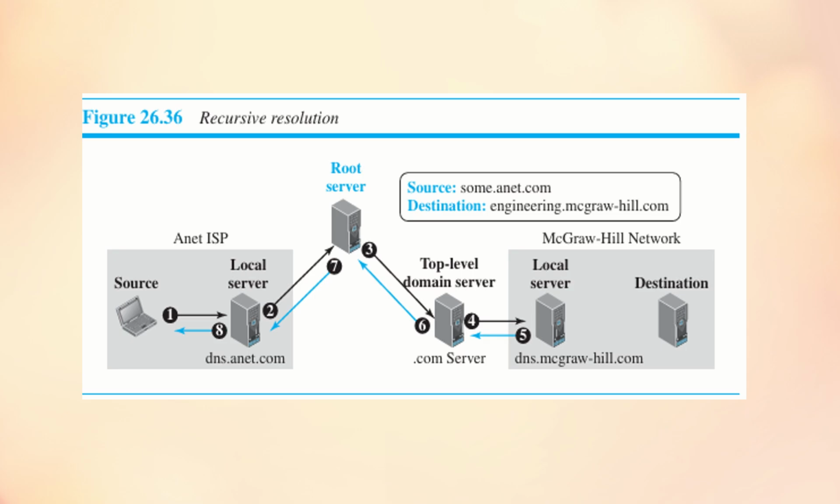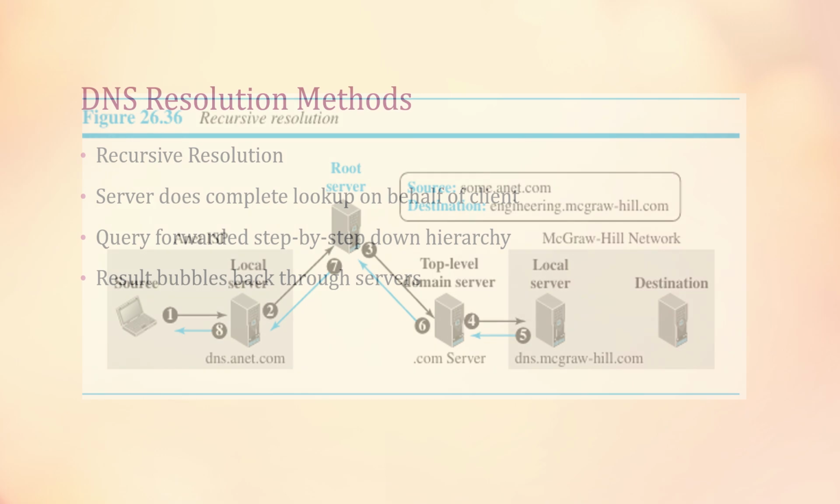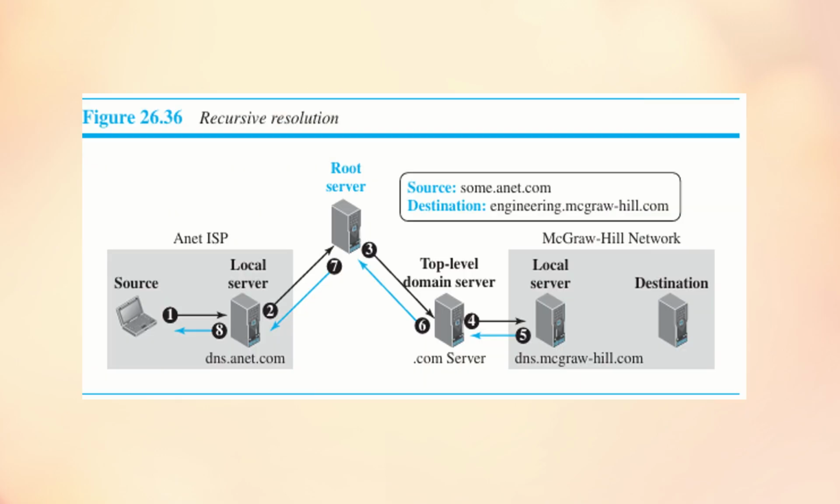Now the IP address is sent back to the top level DNS server. Here event 5 is done, then back to the root server, event 6 is done, then back to the ISP DNS server, which may cache it for future queries, by completing event 7, and finally back to the source host by completing the last event, that is event 8. This is about the first resolution, that is recursive resolution.